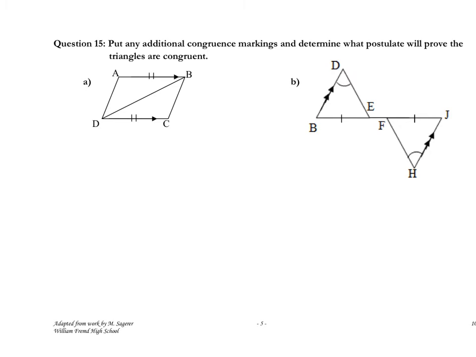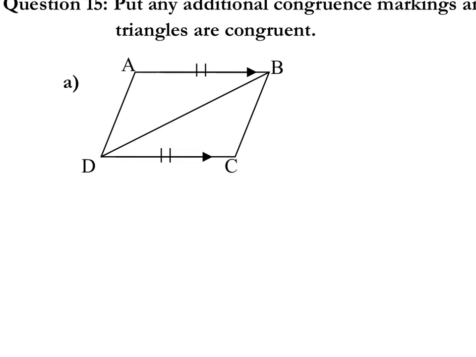So it says, put any additional markings, congruence markings, and determine what possibly prove the triangle is congruent. So again, going back to marking angles, marking what you have congruent is so important. So first of all, we have that this side is congruent to this side. Okay. We also have the reflexive property. Okay. Now what we're going to take a look at is that these lines are parallel, and this would be the transversal.